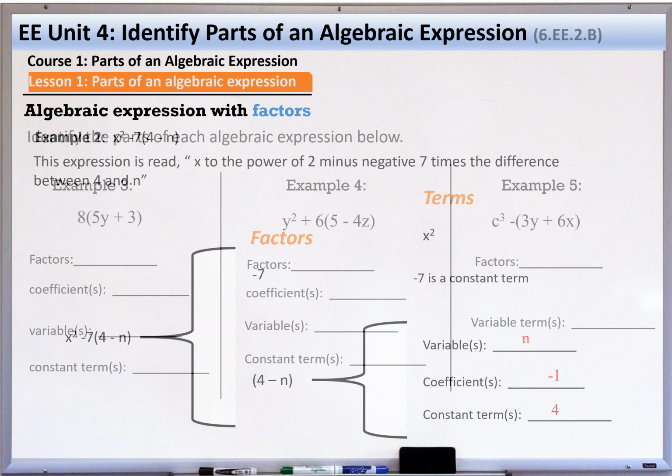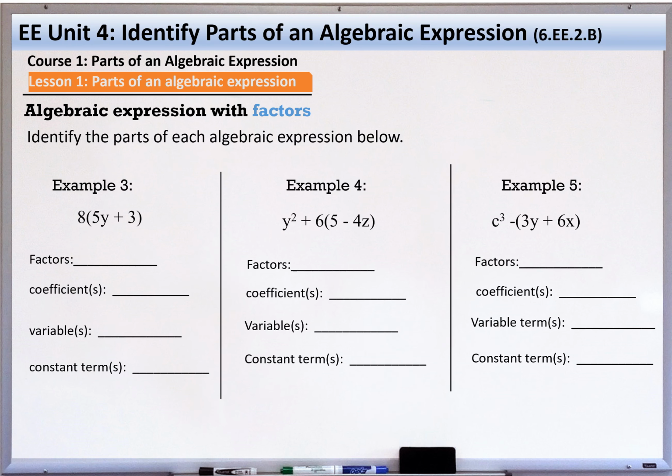All right, so we're rolling up on 6 minutes. We'll come back and answer these questions, so try to answer them before you start the next video, and then we'll wrap this up identifying parts of algebraic expressions.